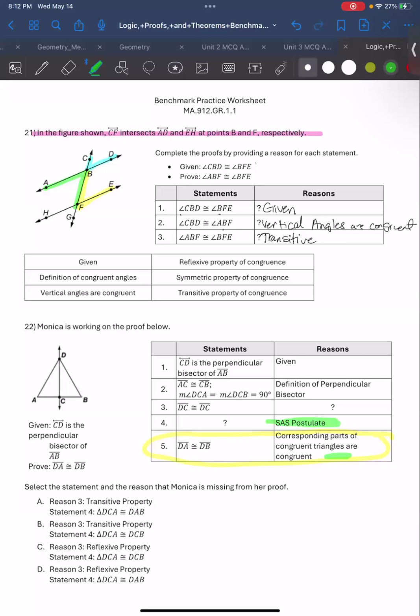All right, so given that CD is the perpendicular bisector of AB, prove that DA is congruent to DB. So first of all, they give me that it's a perpendicular bisector. A perpendicular bisector means it does what?